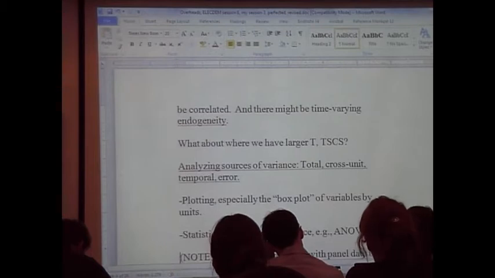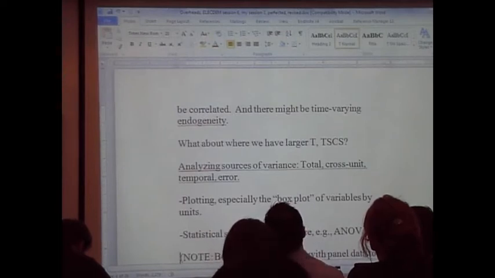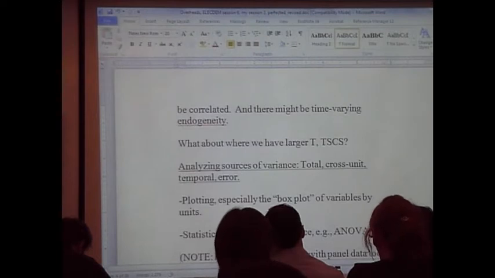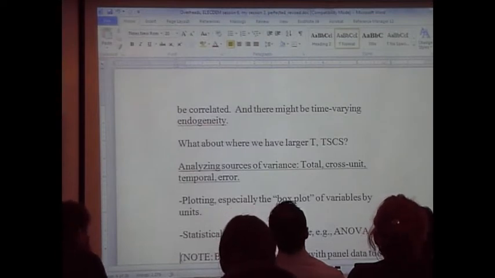What about when you have the larger T, which is where we're really going? I talk a little bit about the panel because it's hard to just jump from a single time series, or a cross section, to time series cross section, without talking a little bit about what's in between. But we're mostly interested.